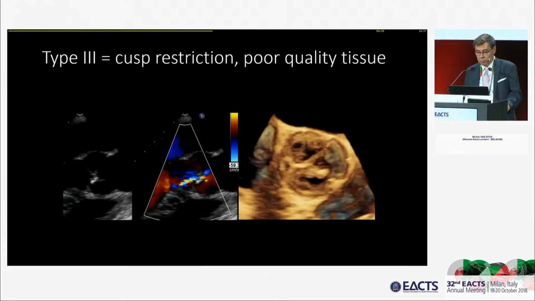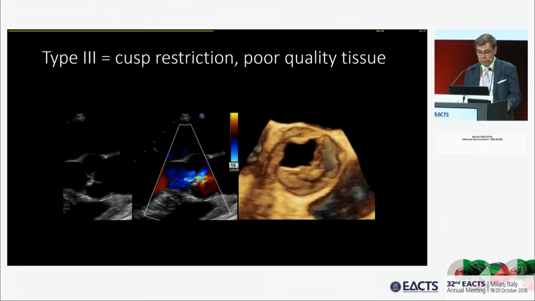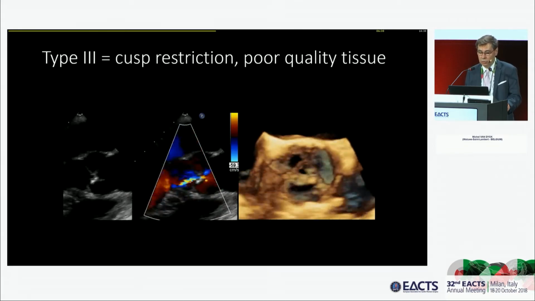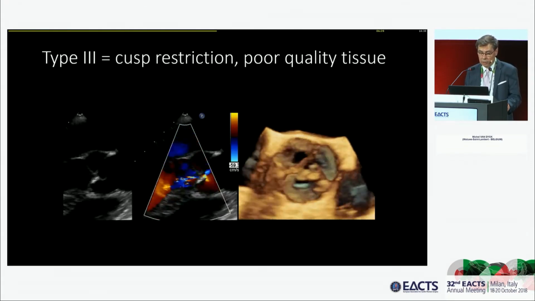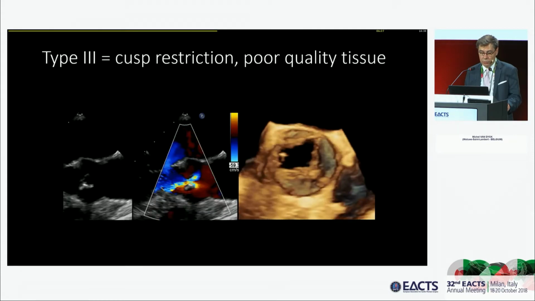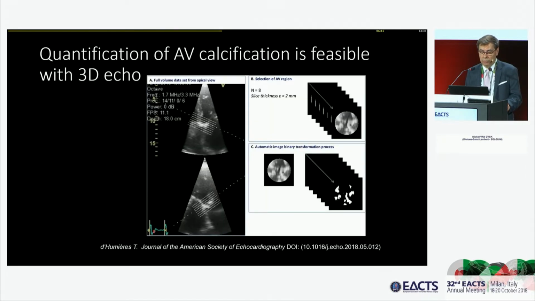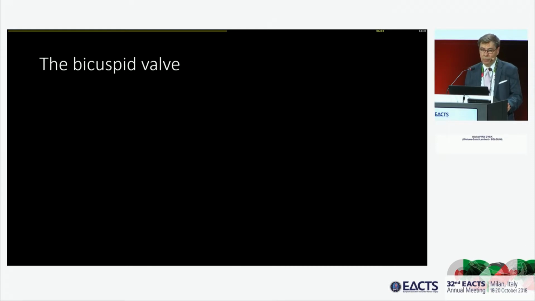Type 3, if we want to speak about accuracy in type 3, well, first, these valves are less repairable. They do not have a long-lasting result after repair, so less and less we repair this kind of valve. Maybe one new thing coming now is the possibility to quantify aortic valve calcification. Maybe this could be useful in the future to help in deciding if a valve is repairable or not. The bicuspid valve is also a valve that needs a 3D analysis.